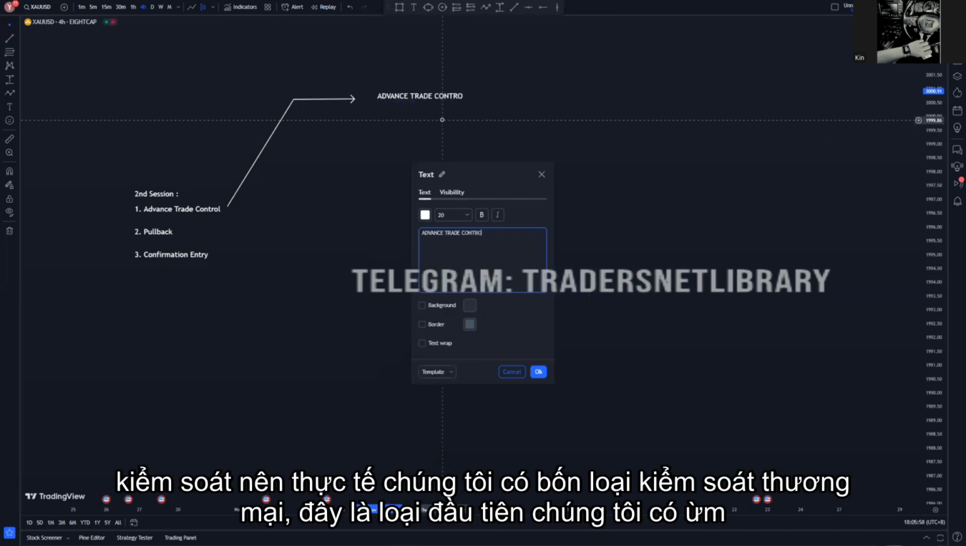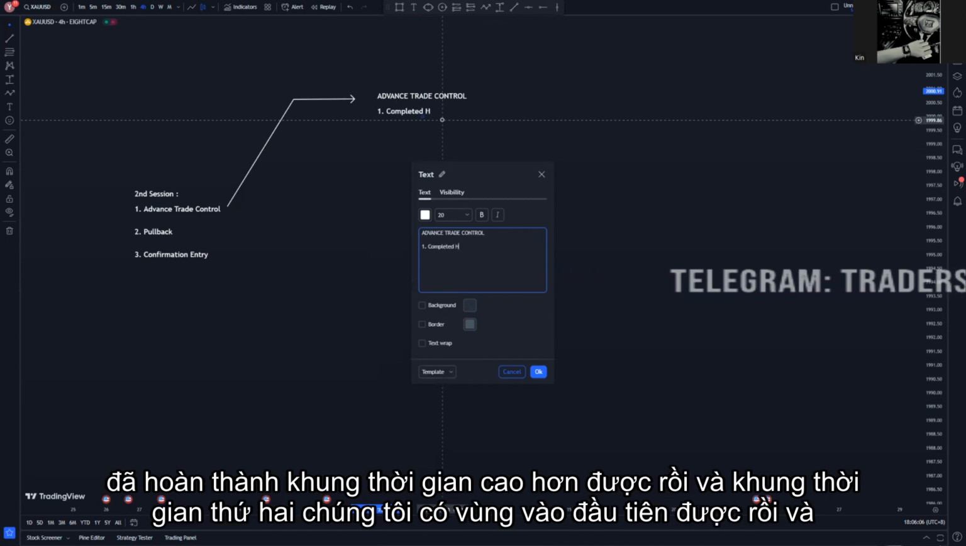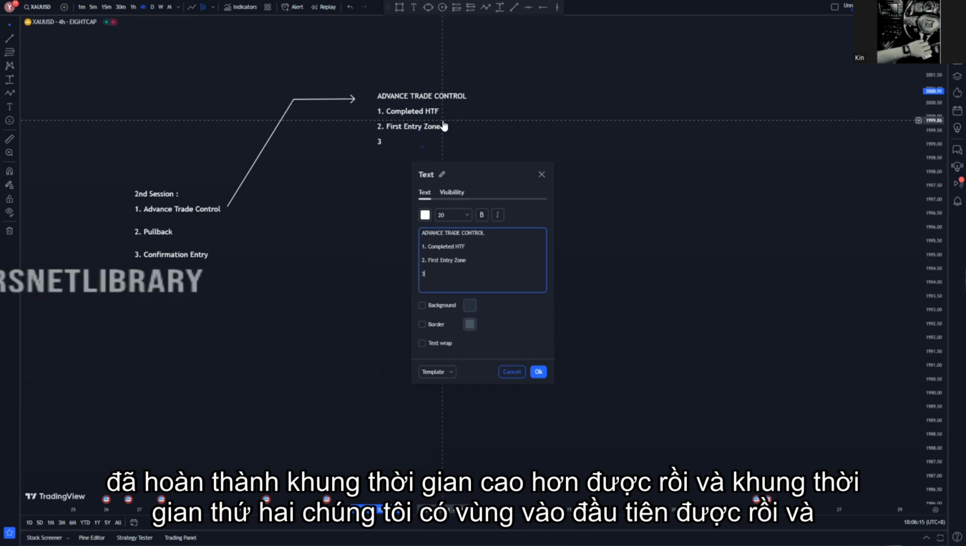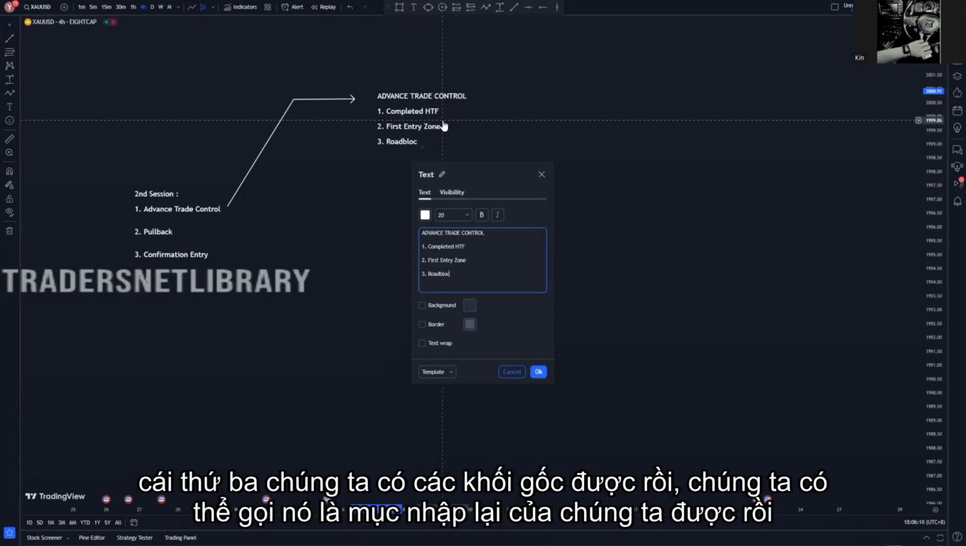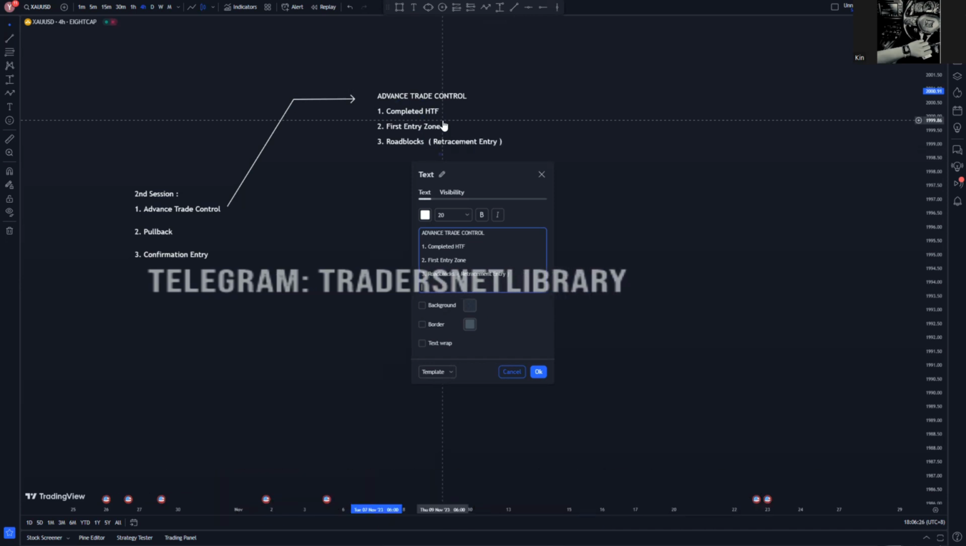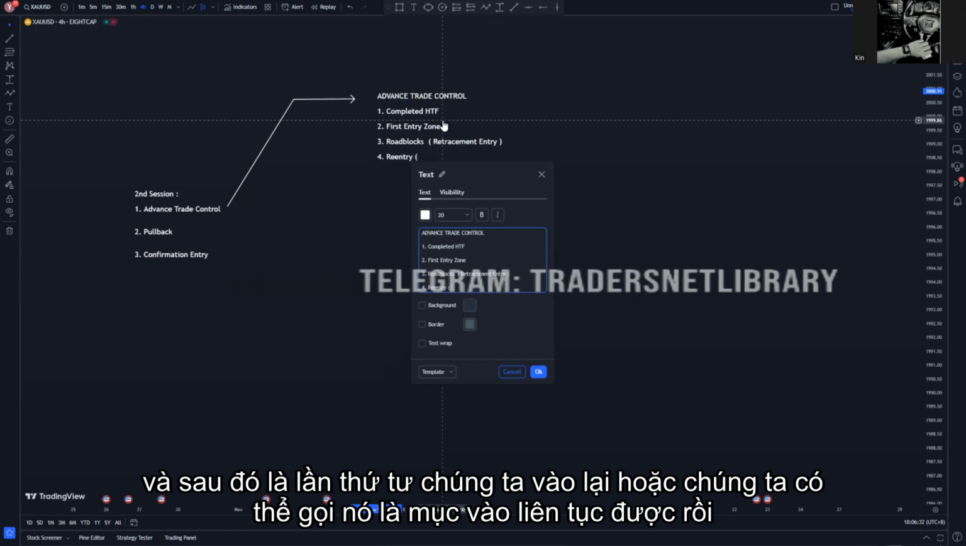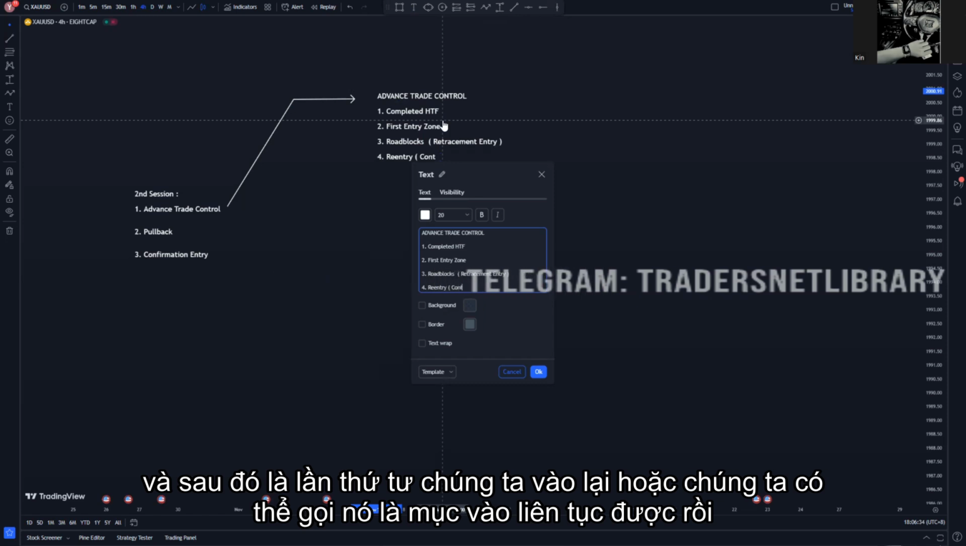Actually, we have four types of trade controls. The first one, we have the completed higher time frame. The second one, we have the first entry zone. The third one, we have roadblocks, which we can call our retracement entry. And the fourth one, we have re-entry, or we can call it our continuous entry.